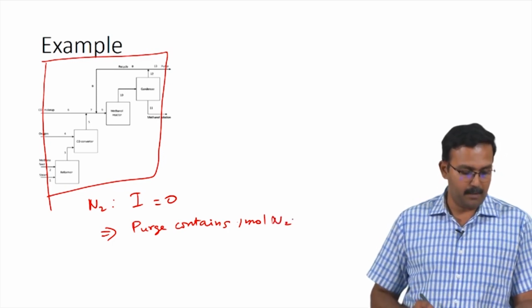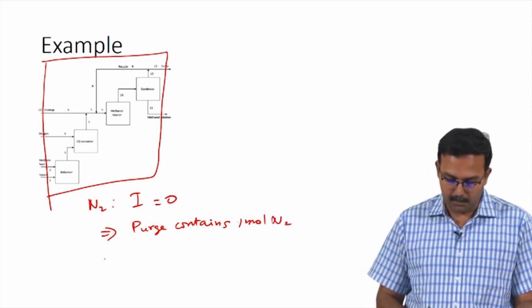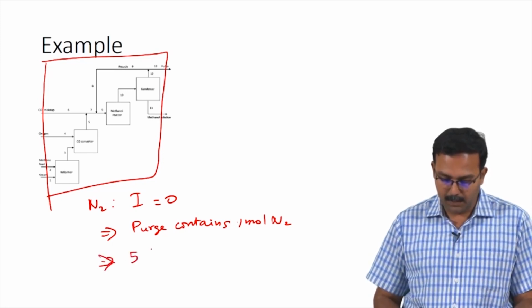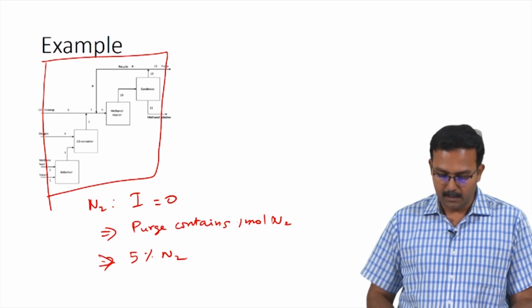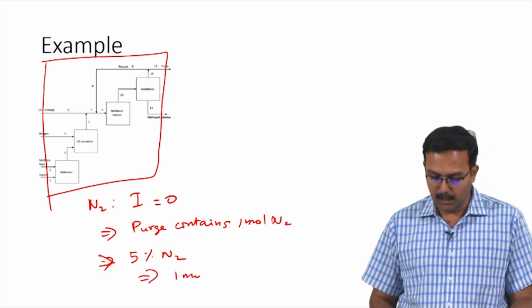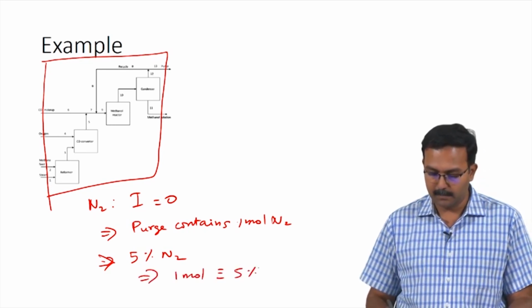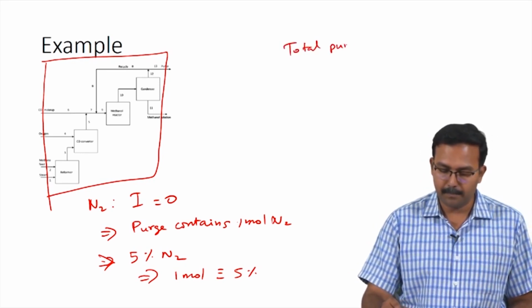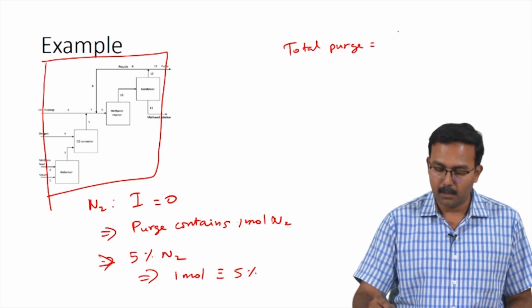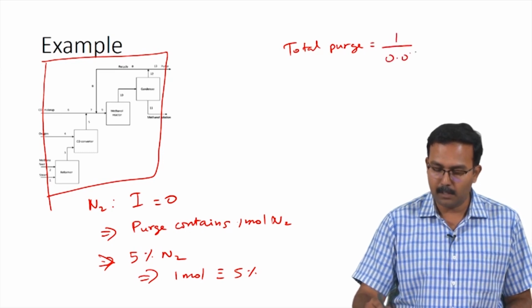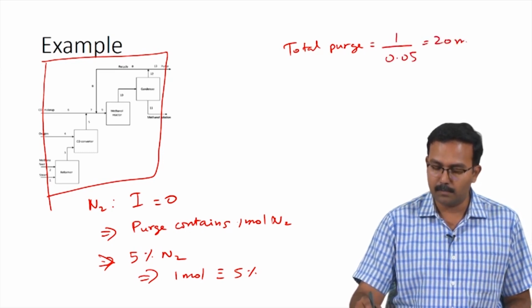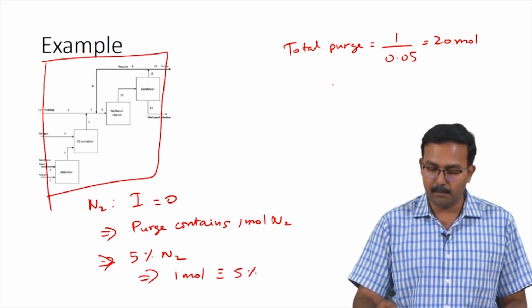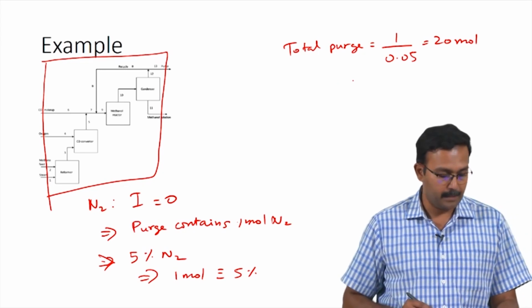We also have one information about the purge stream, which is that the purge stream contains 5% nitrogen. This implies 1 mole accounts for 5%. So, total purge stream would be 1 divided by 0.05, which is 20 moles. So, we have 20 moles of purge being sent out of the system.